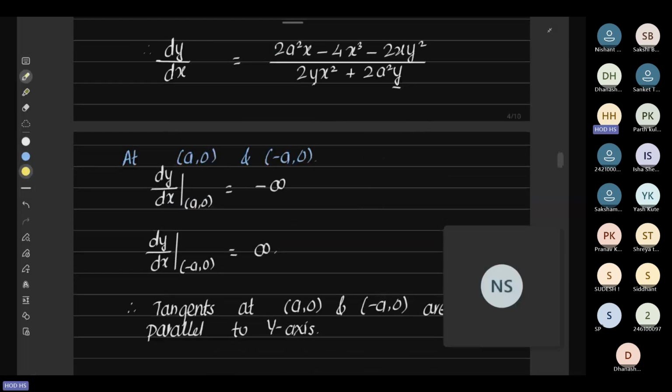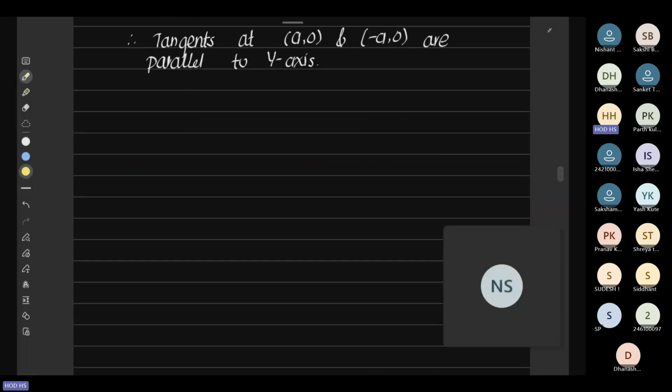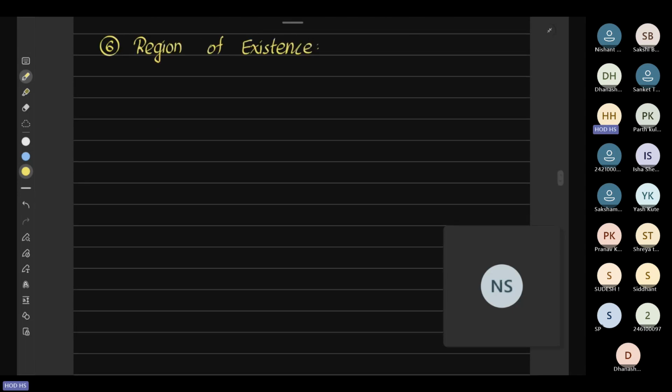So now let's discuss region of existence. Step 6, region of existence. So again, start with the given equation. Notice that we cannot solve x in terms of y because there are different powers of x like x², x⁴, x², and so on. So it's difficult to solve x in terms of y, but we can easily solve y in terms of x because only y² terms are present.